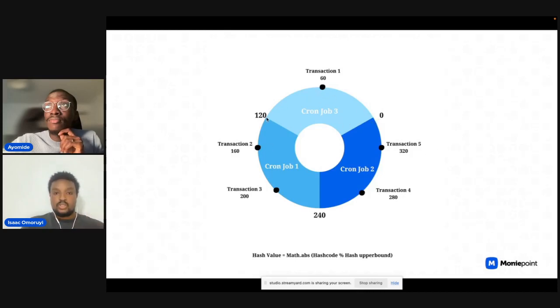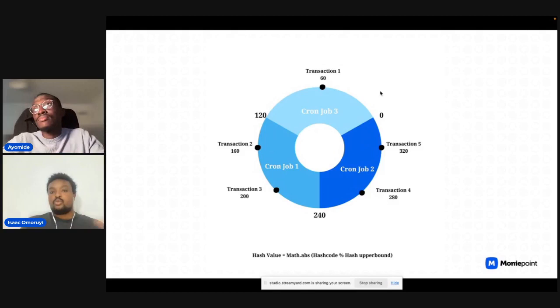We have 0 to 120, 120 to 240, and 240 to 360. It could be more than 360. It could be 720. It could be 1000. But for this particular scenario, I'm just going to use a circle because I think it helps explain things a lot better. So we have 0 to 120, 120 to 240, and 240 to 0.